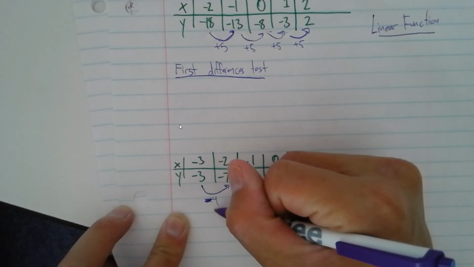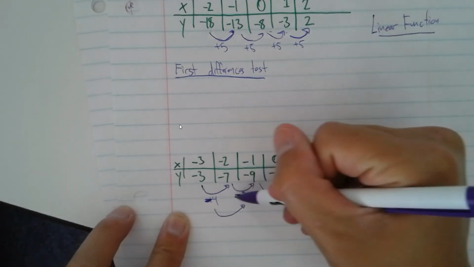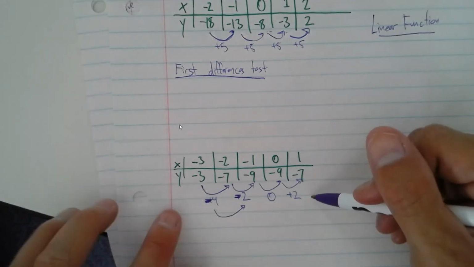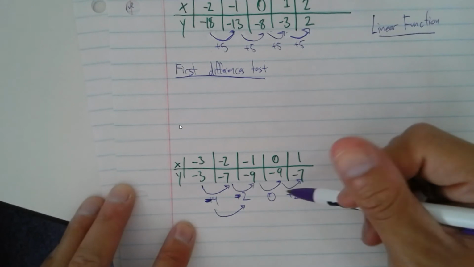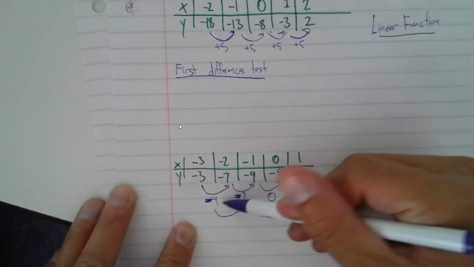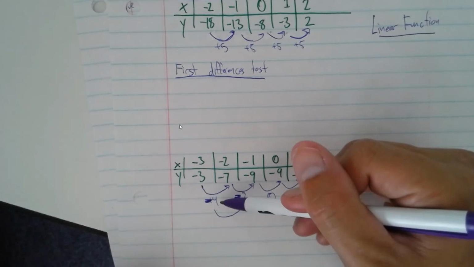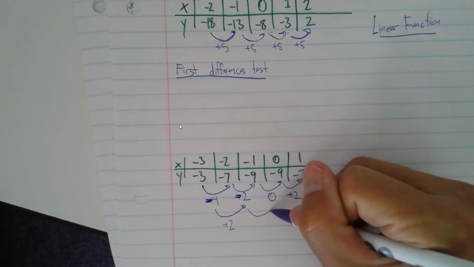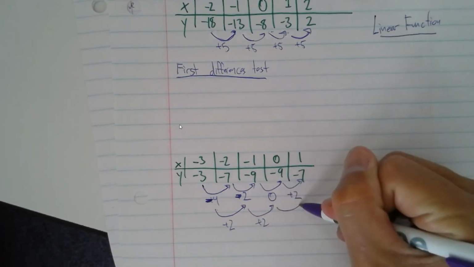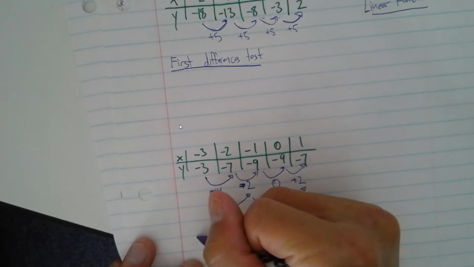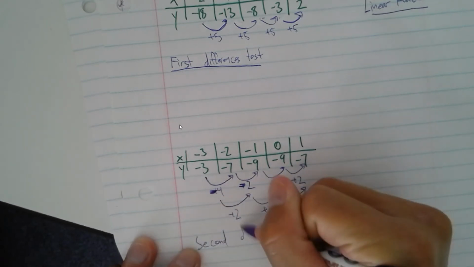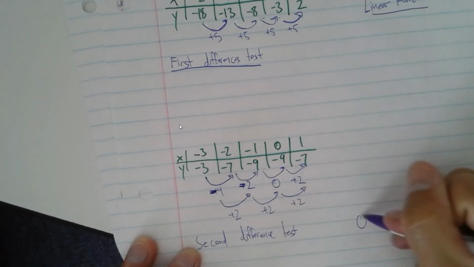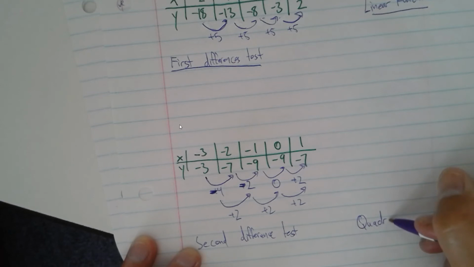So these are not the same values, right? So we're going to take the second difference and see if these have the same differences. From -4 to -2, what do we have to do? We had to add 2, right? How about here? And how about here? Okay, folks, this is what we call the second difference test. If you pass the second difference test, you are now a quadratic function.